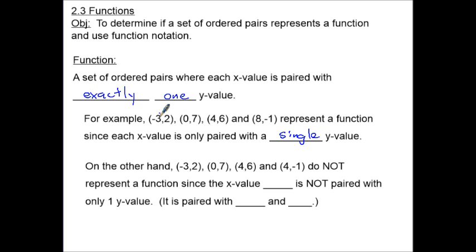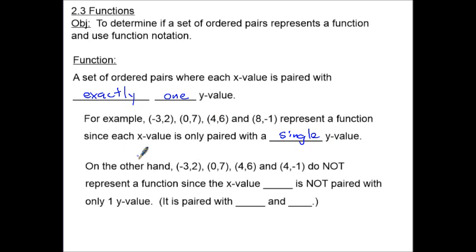Okay, now just to stress what I just did, notice the x value of -3 is paired up with 2, and if I look, I don't see an x value of -3 anywhere else to be paired up with somebody else. Likewise, the x value of 0 is paired up with 7, but 0 isn't paired with anybody else. The x value of 4 is paired up with 6, and then the x value of 8 is paired up with -1. So none of those x values got paired up with anybody other than the person they were first paired with. So that's why it's good.